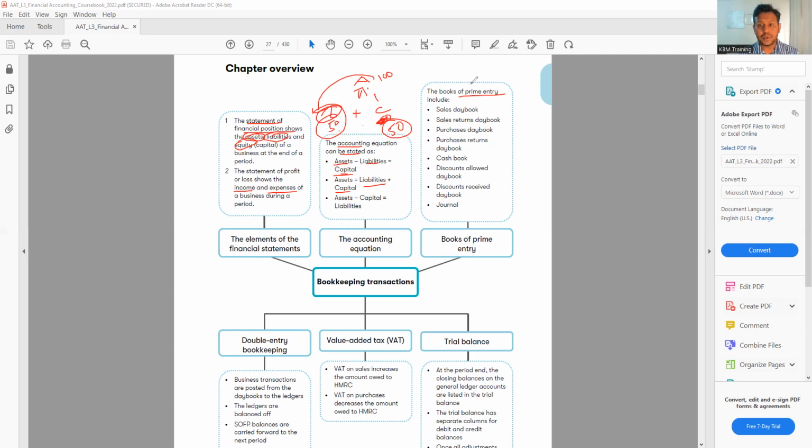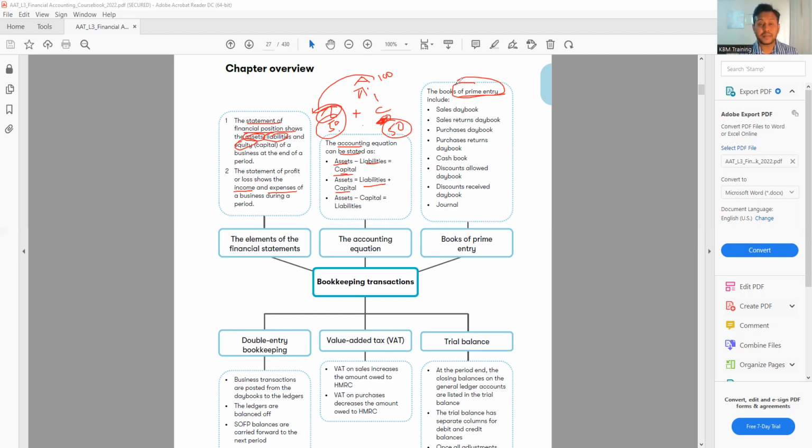And some books are books of prime entry. The reason we call it book of prime entry is that it is very important and we have to keep this record. So if HMRC asks you, do you have this information? You say, yes, I have this information. So we have to have this record. When you open a limited company, or if you run a business, you have to keep some records.